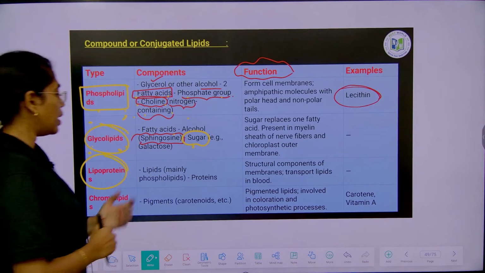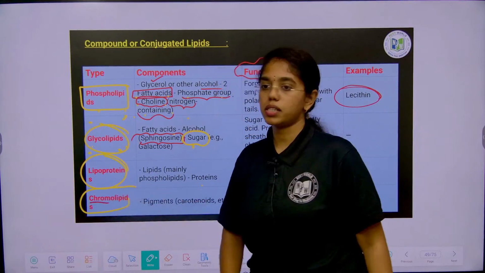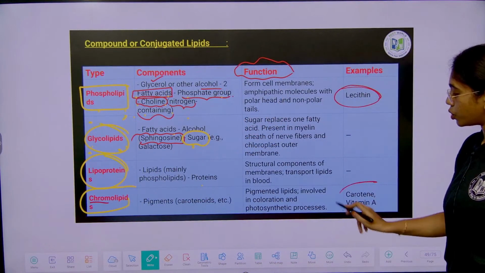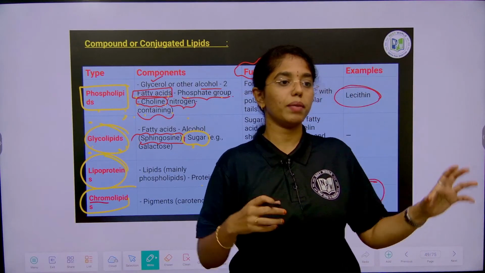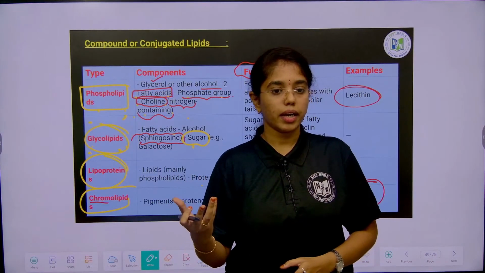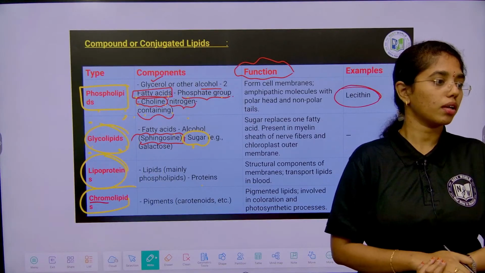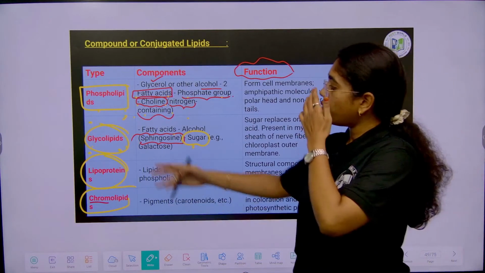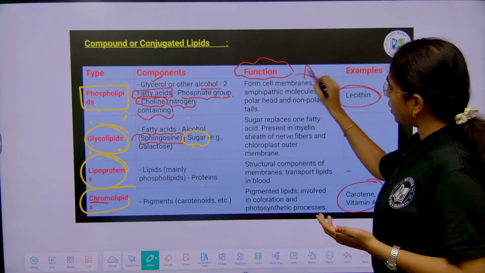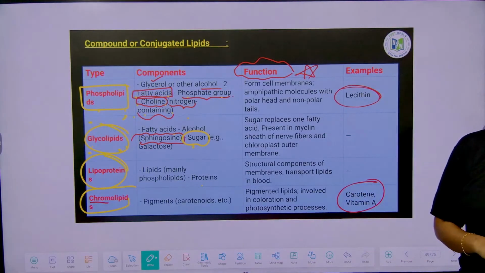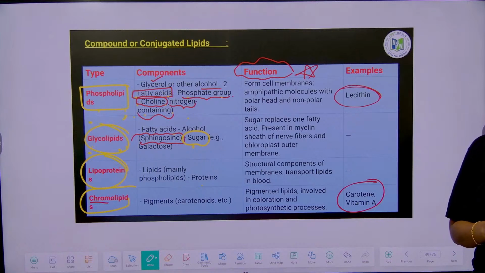Lipoproteins, lipids and proteins. Chromolipids, the name itself is saying it has what? Pigments. That's all. Carotenes, vitamin A. When we were learning about pigments also, we learnt about water soluble pigments and water insoluble pigments, right? Carotenoids, chlorophylls, xanthophylls, all these are what? Water insoluble only. Chromolipids, right? So, phospholipids, glycolipids, lipoproteins, chromolipids. This column is your option. Okay? Done?